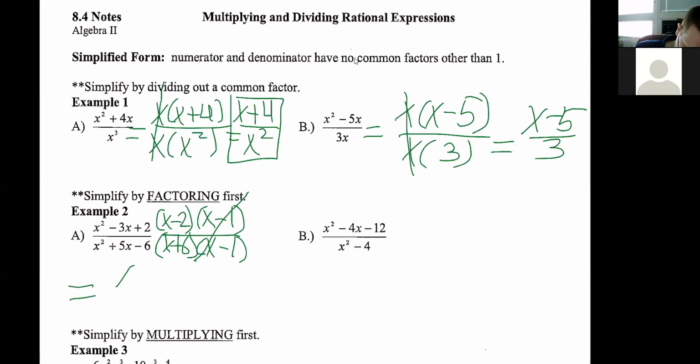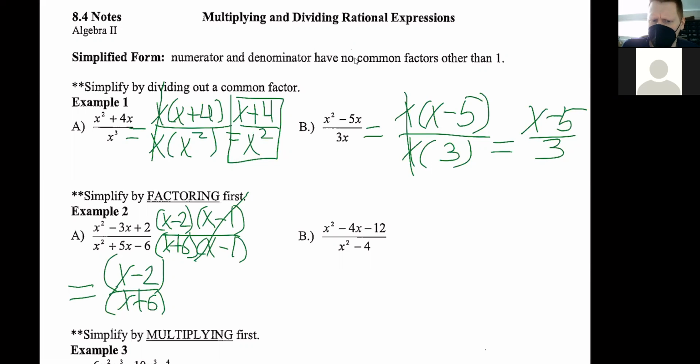So this would simplify to be x minus 2 over x plus 6, which is a lot simpler, especially if you're multiplying or dividing. You'd have fewer things to multiply by or deal with. You'll see as we get into some of these future problems, it will definitely make your life easier. So you always want to try and simplify first. That's always going to be your first question: is there anything I can simplify or cancel out?